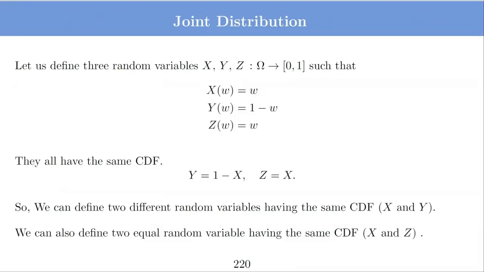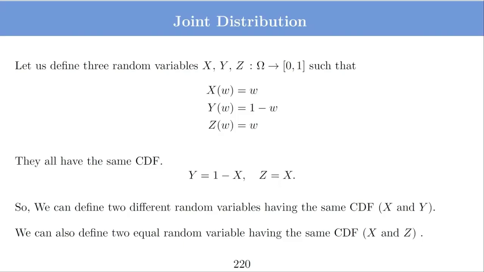You can actually verify that they also have the same CDF. So it's easy to guess that x and z will have the same CDF, but we have also covered this in the past that y(omega) will also have the same distribution. Here we have taken the probability measure as the uniform measure or the Lebesgue measure.